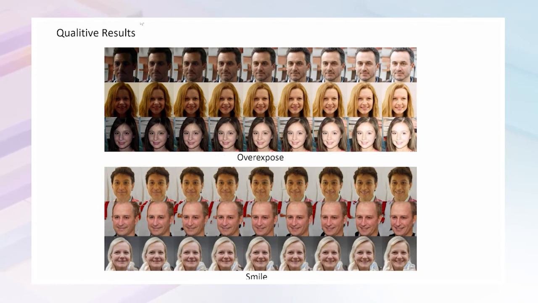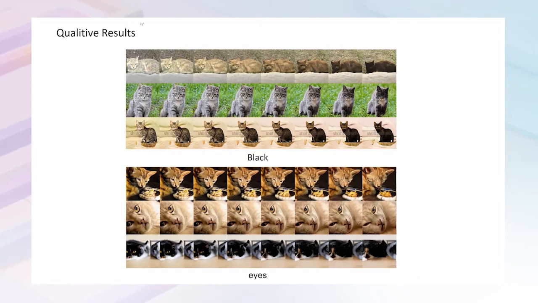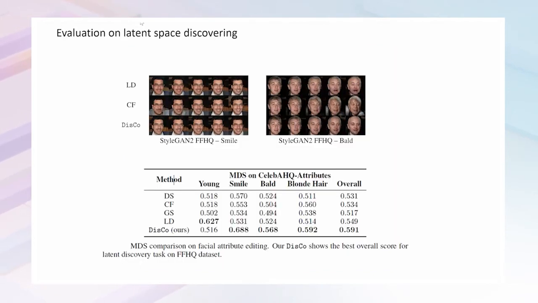With DISCO, we can control the overexposure of a photo or make her face smile, while keeping other attributes the same. For cat images, we can change the color of the cat to black or make their eyes smaller. Here is the evaluation of the discovered directions. We achieve the state-of-the-art result compared to other latent discovery methods.